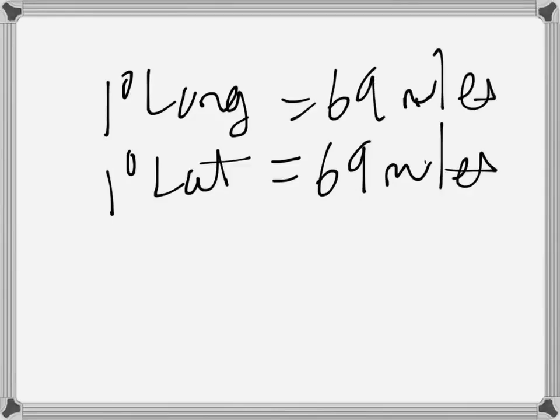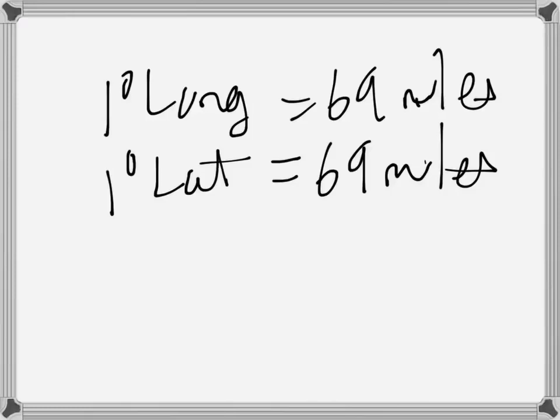So imagine this. You're a navigator out at sea. You want to go from 32 to 33. You know that that's 69 miles. Let's say that you're off, maybe by half a degree for your destination. All of a sudden, you've missed your mark by about 35 miles. That's big. That's really big.